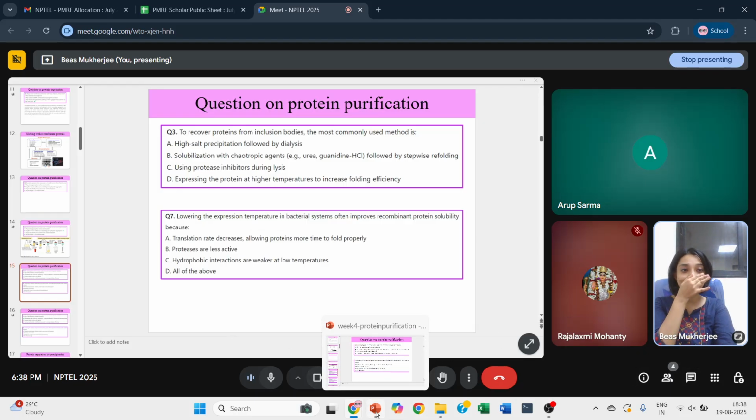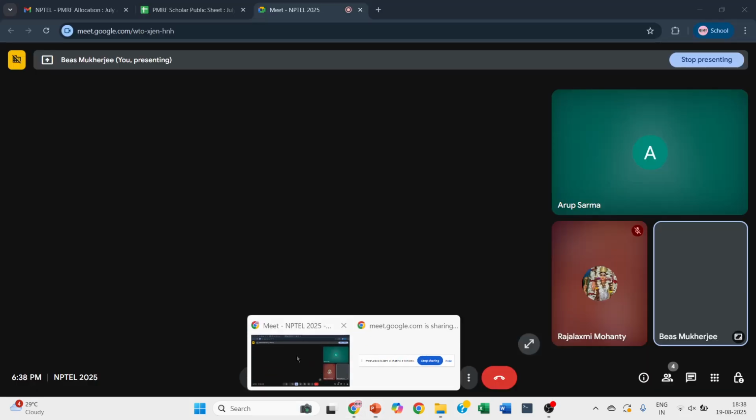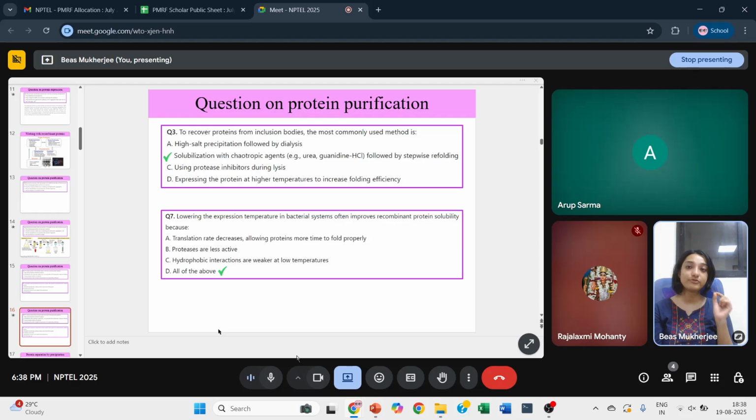People are getting discouraged and they're leaving. We will look at the answers. So the answers are second option for question number 3 and fourth option for this question number 7. So see, what happens is when the protein is going into inclusion body, then high salt precipitation followed by dialysis is not going to help, but then you can actually solubilize the protein during this sonication step.